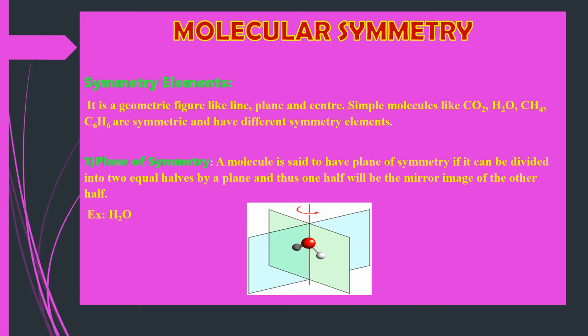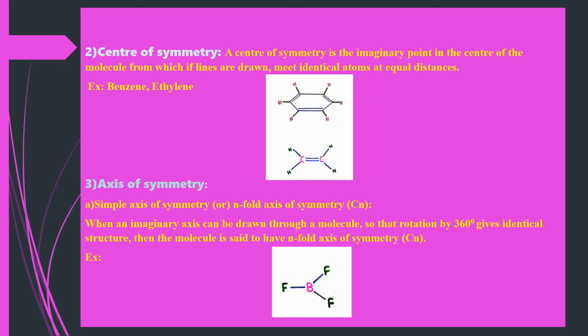Clear students? Understood? So a molecule is said to have plane of symmetry if it can be divided into two equal halves by a plane, and thus one half will be the mirror image of the other half. Okay students, now let us move on to the second symmetry element. What is the second symmetry element? It is center of symmetry.